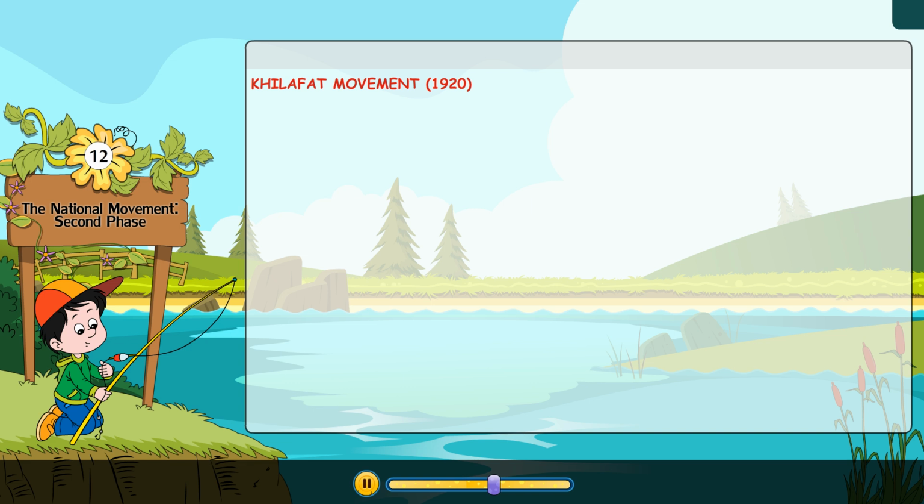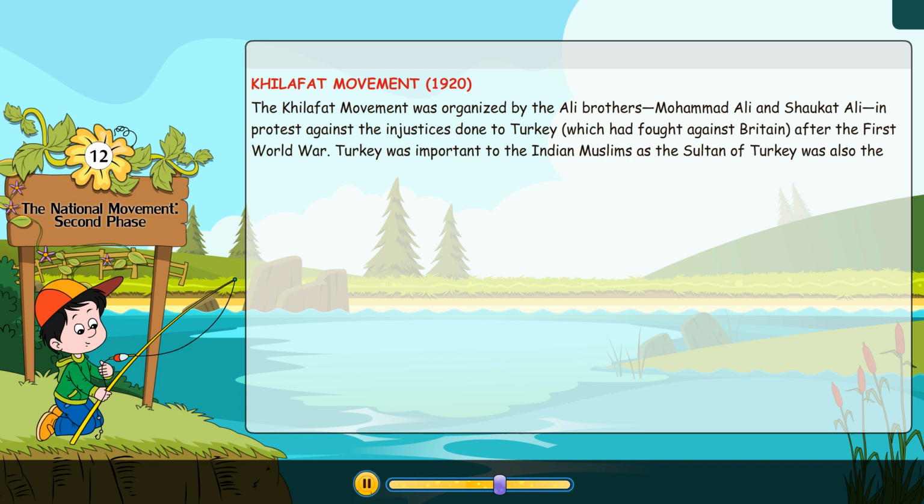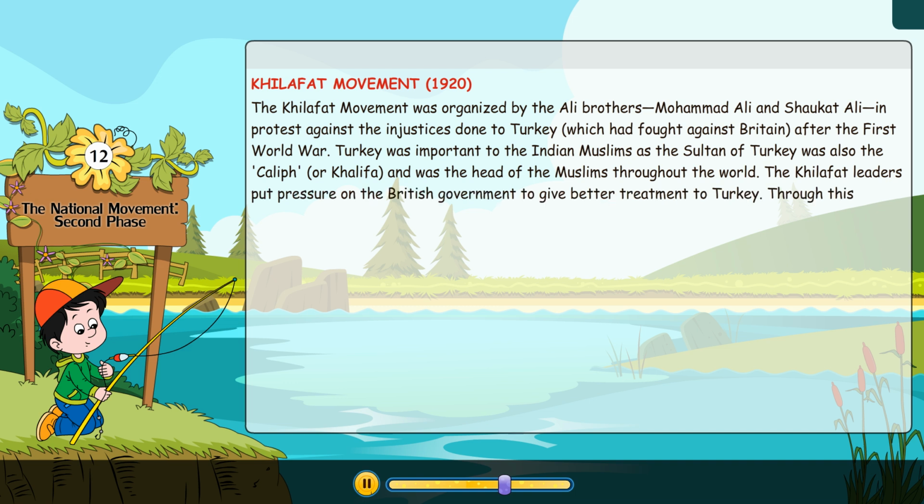Khilafat Movement, 1920. The Khilafat movement was organized by the Ali brothers, Muhammad Ali and Shaukat Ali, in protest against the injustice done to Turkey, which had fought against Britain after the First World War. Turkey was important to the Indian Muslims as the Sultan of Turkey was also the Caliph or Khalifa and was the head of the Muslims throughout the world. The Khilafat leaders put pressure on the British government to give better treatment to Turkey. Through this demand, Muslims were drawn into the national movement in large numbers.